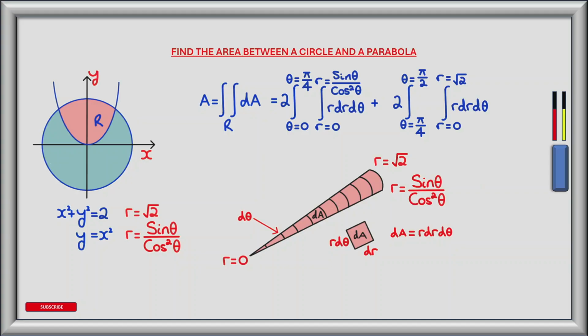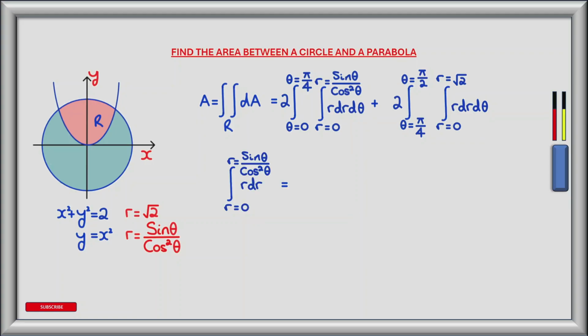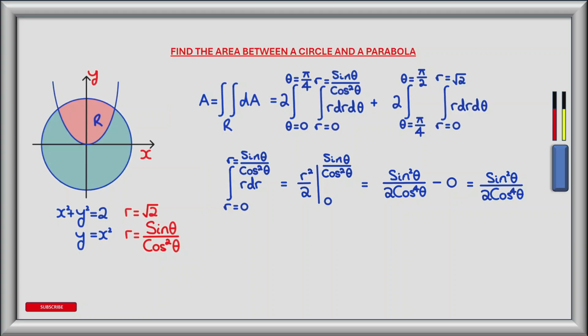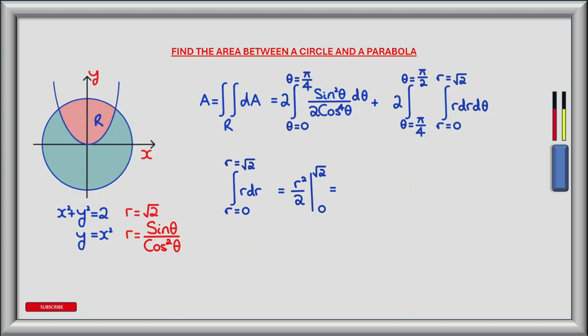And in each of the double integrals, we are summing infinitesimally small pieces of area, dA, which translates to r dr d theta. So now we've defined our double integrals, we can begin the evaluation process. Beginning with the first of the inner integrals, we want to integrate between r equals 0 and r equals sine theta divided by cos squared theta, r dr. Using the power rule, its antiderivative is r squared divided by 2. Plugging in the integration limits, it evaluates to sine squared theta divided by 2 multiplied by cos to the power of 4 theta. For the second of the inner integrals, we want to integrate between r equals 0 and r equals the square root of 2, r dr. Using the power rule, its antiderivative is r squared divided by 2. Plugging in the limits of integration, this evaluates to 1.